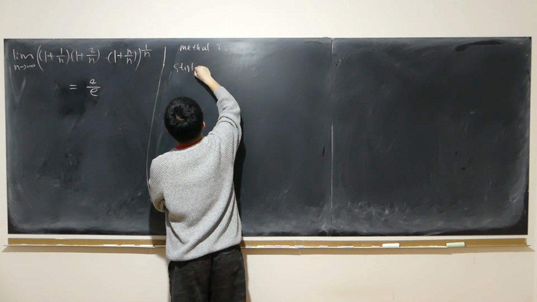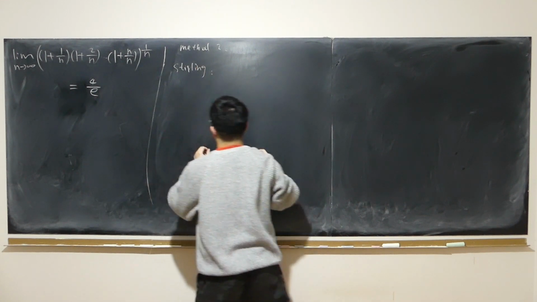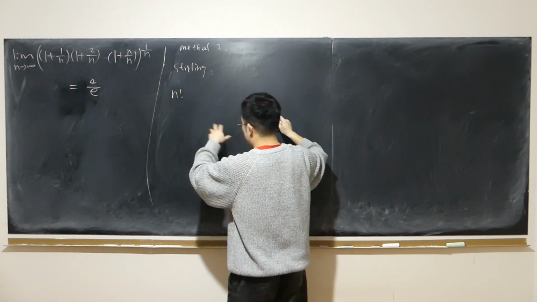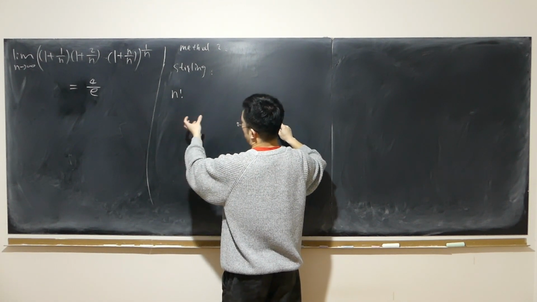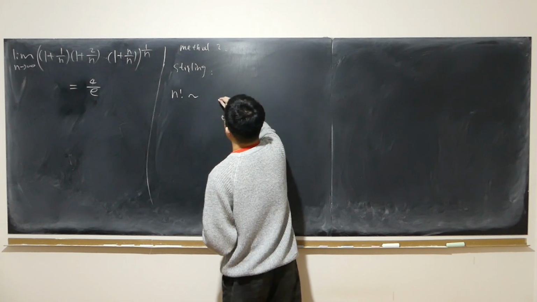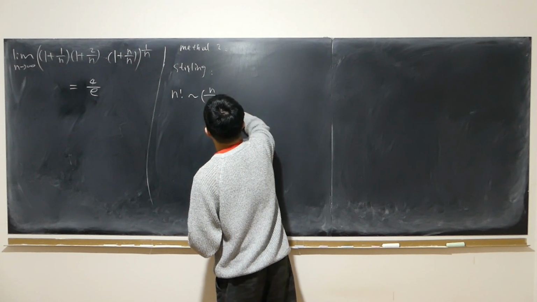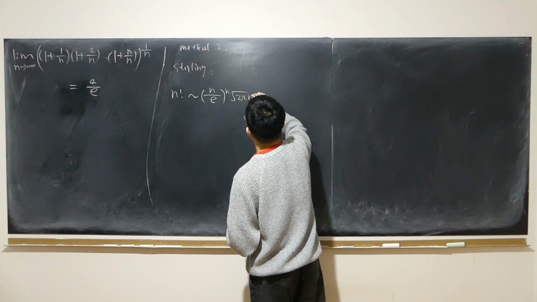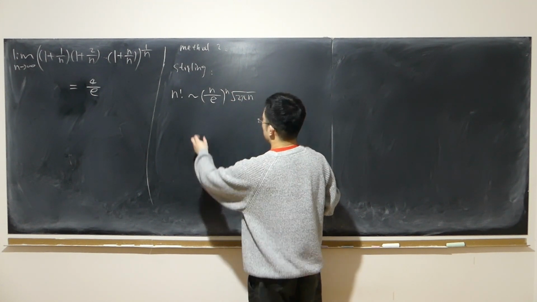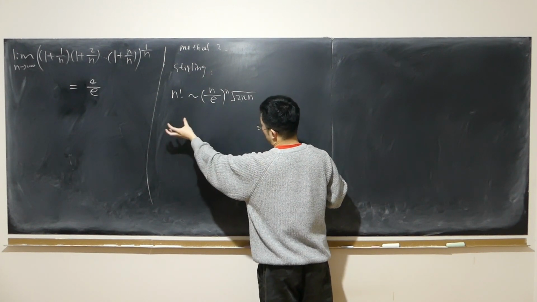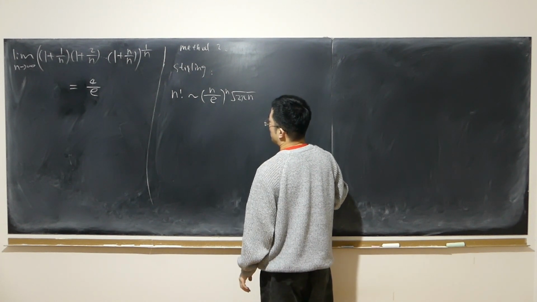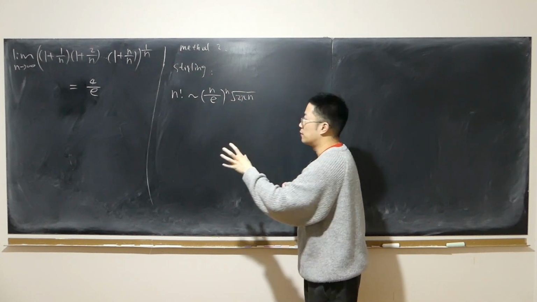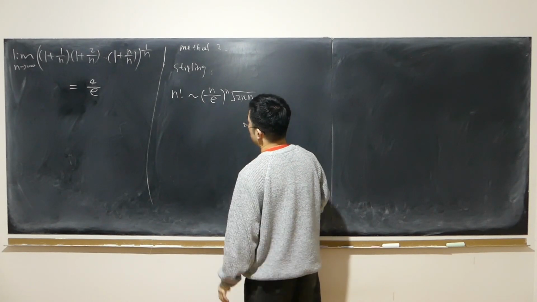Stirling. Just as straightforward. So n factorial, when n gets very large, we can have its approximation. It's approximately (n over e) to the power n times the square root of 2 pi n. Meaning this over that, take the limit, approaches 1. We can just replace n factorial under multiplication or division when taking the limit.